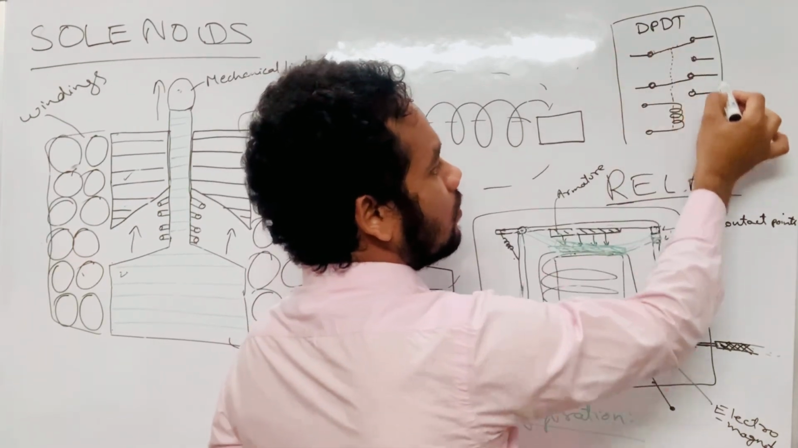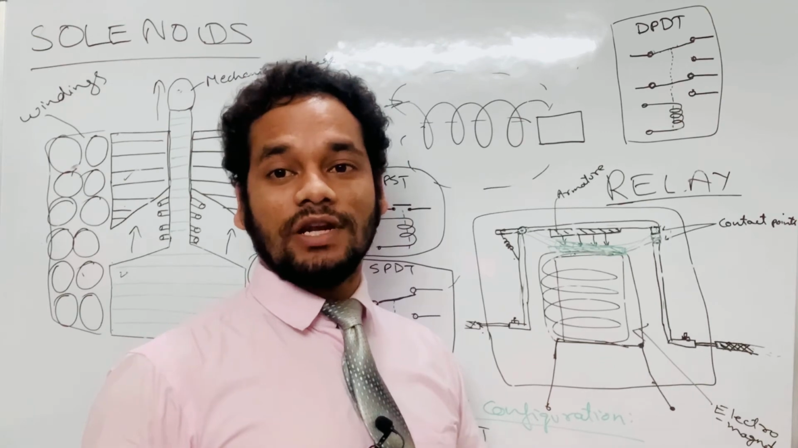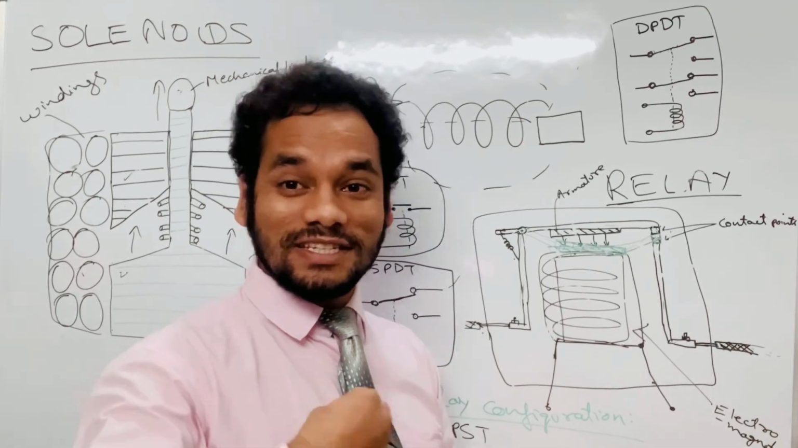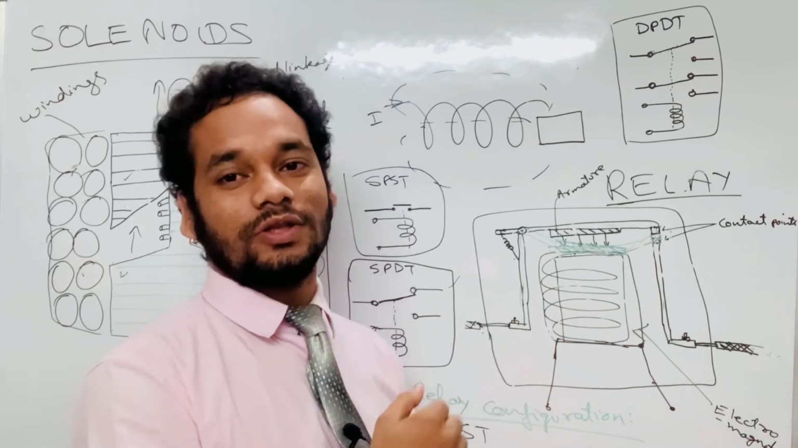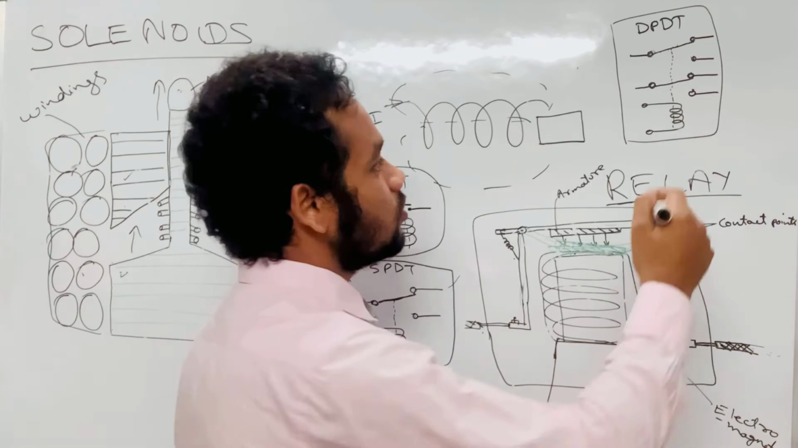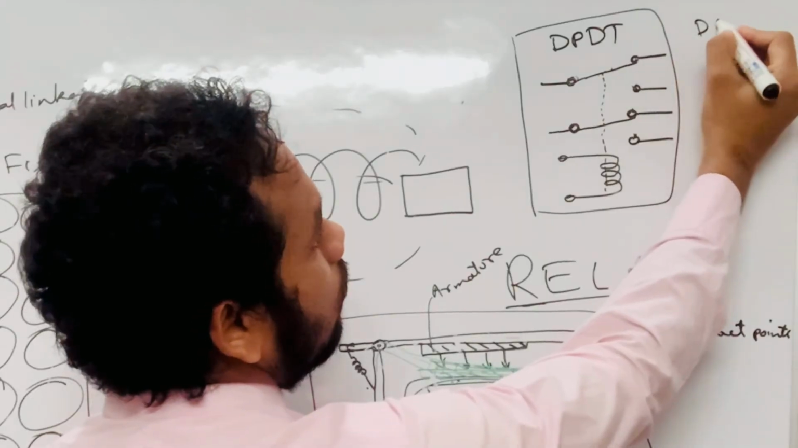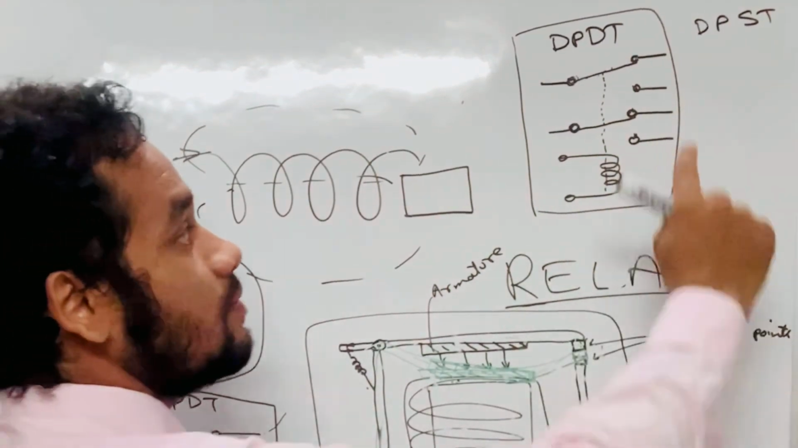Okay, let's try another configuration. DPST. Is that type of relay possible, friends? Double pole but having single throw. So there are two poles but controlling one throw. Can such a relay exist? Yes. So I'll show you, friends. Double pole single throw. Okay, so for DPST, as the name says, double pole.